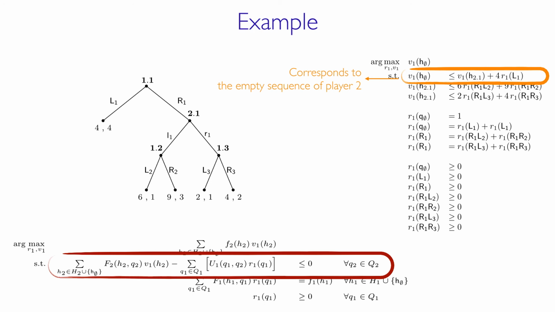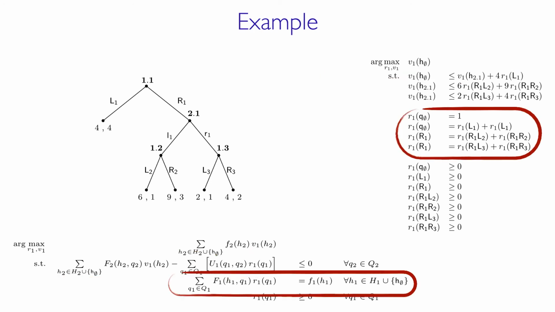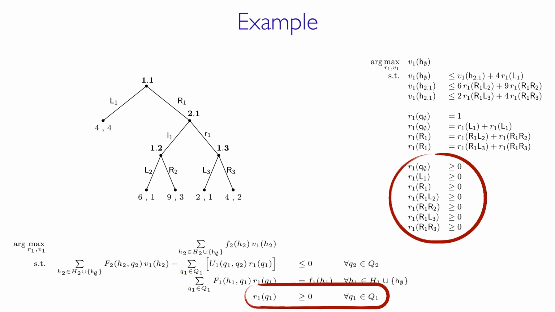This constraint forces that the expected utility for player 1 at the fictitious information set cannot be strictly larger than the utility given by 4 multiplied by the probability to play L1 plus the value player 1 receives from information set 2.1 on. Here we have the standard constraints of the sequence form. These constraints force the realization plan of player 1 to be non-negative.